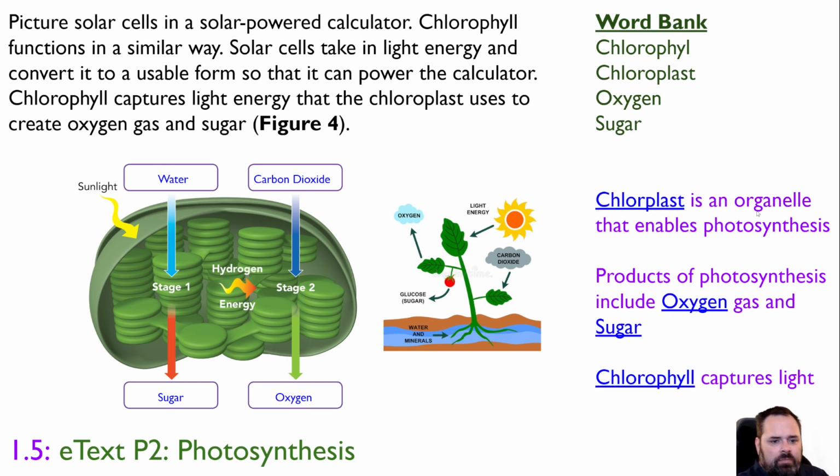Chloroplast is the organelle that enables photosynthesis. The products of photosynthesis are oxygen and sugar. And chlorophyll is a molecule that captures light.